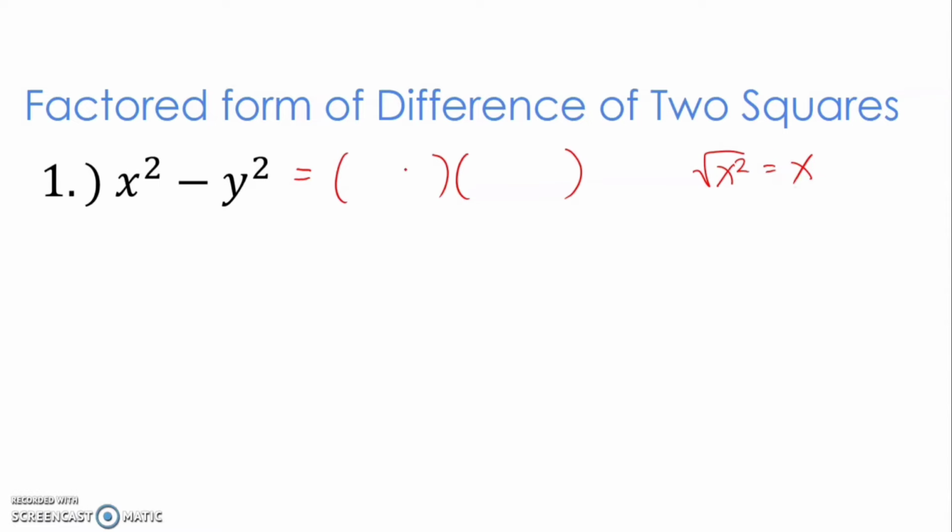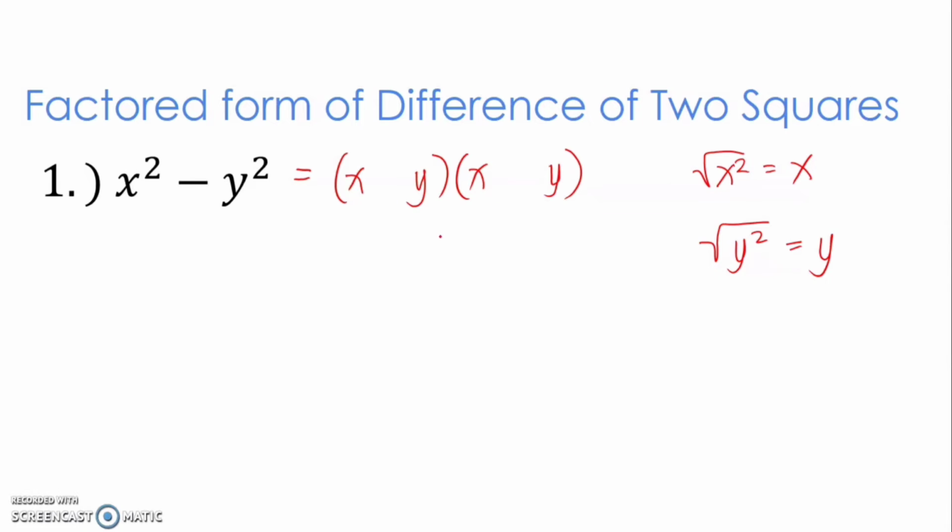Place the result to the left side of each quantity. So we have here x and we have here x. Next is to get the square root of the second term. So the square root of y squared is y. Then place the result on the right side of each quantity. So we have here y and y.